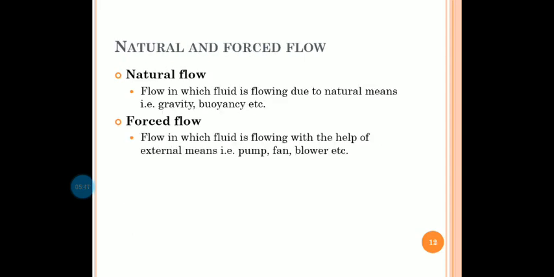Now the last one is natural and forced flow. A flow in which the fluid is flowing due to natural means, say gravity force or buoyancy force, is known as natural flow, whereas in forced flow, the fluid is flowing with the help of external means such as a pump, fan, blower, etc. So this is a type of forced flow.